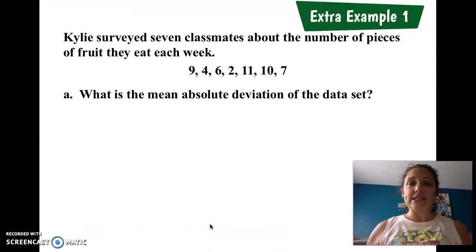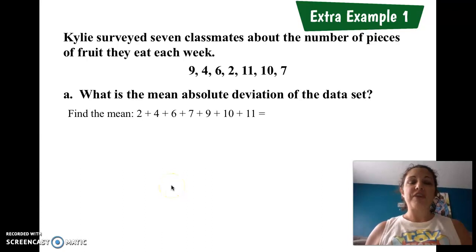Okay. This is on your handout, so you need to make sure you follow along. I'm going to be looking for this when you turn in your work. What is the mean absolute deviation of the set? Remember, we have 3 steps. Find the mean, figure out how far each number is from the mean, and then find the mean of all of those. So let's start by finding the mean. We have 2, 4, 6, 7, 9, 10, 11. Go ahead and pause this. Add it up and see what you get.